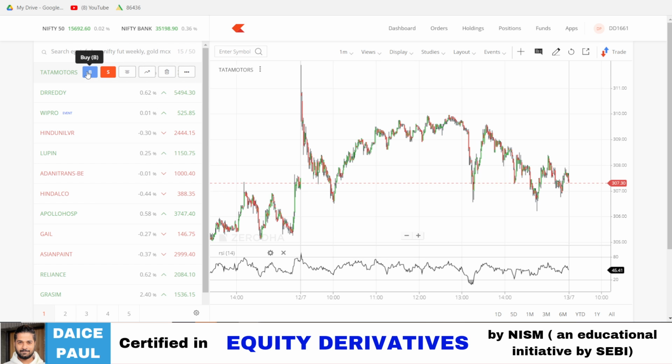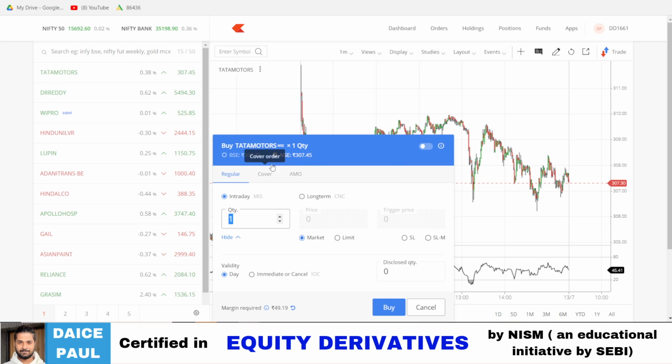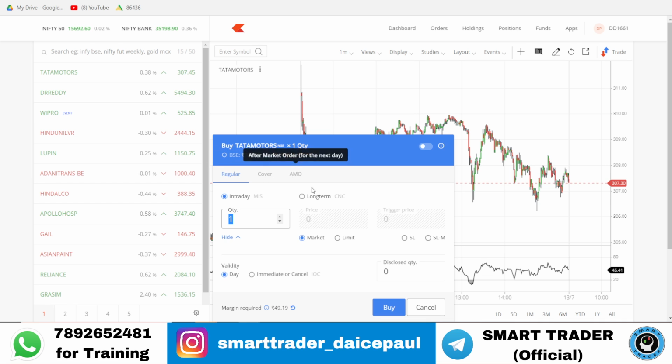So let's say you want to buy. When you click on buy, you get this option either on your mobile or on your desktop like this, and you have a lot of orders. So don't be confused, I'll explain one by one. First of all, at the top, you see this is the stock name and it is buy.